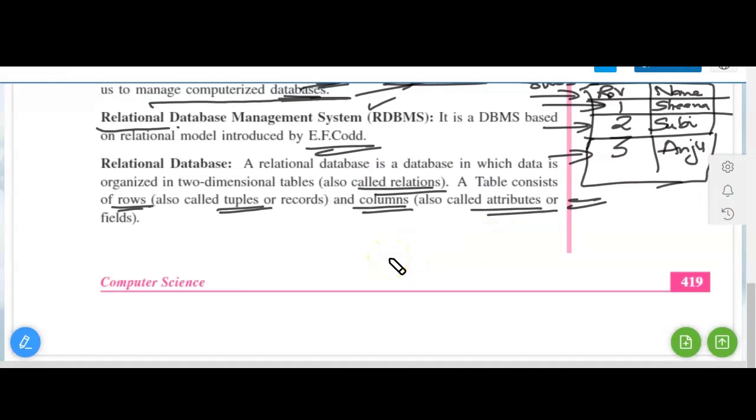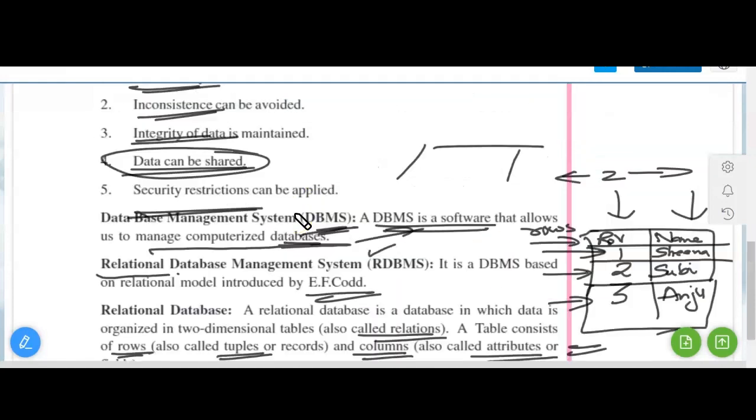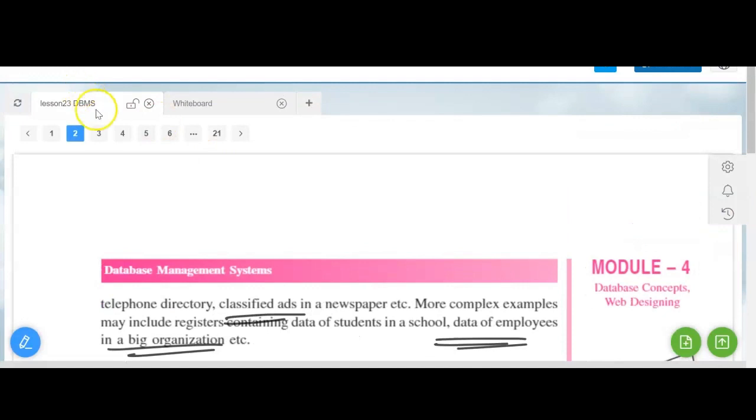That means always table is referred to as relation, row as tuple, some people say it's tuple, column, if you refer to column, we call it as attributes. So we don't use the word column in our DBMS, we call it as attribute. Okay, so these are the terms that you have to use in a relational database.